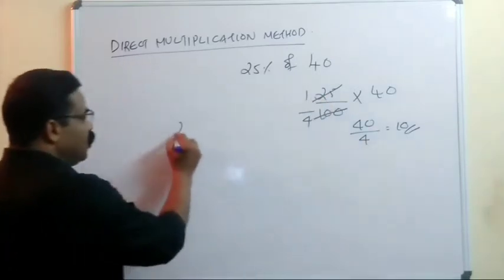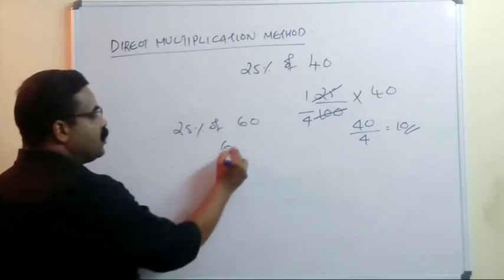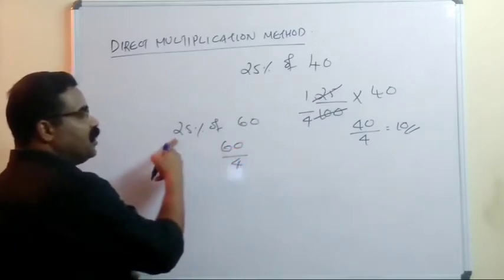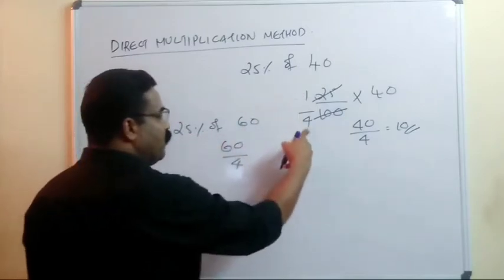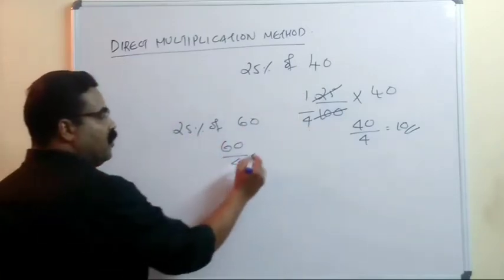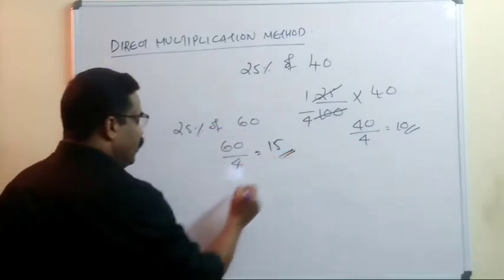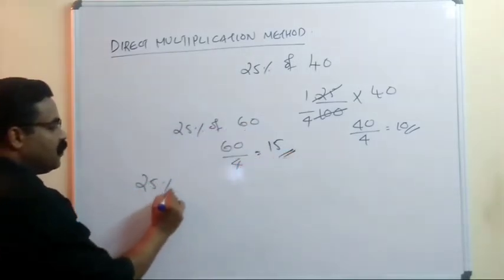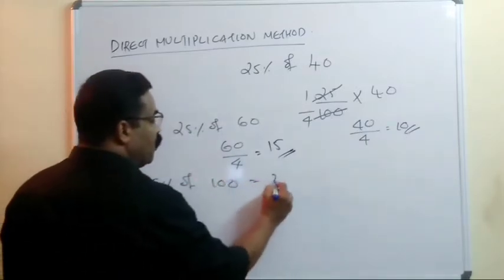I want 25% of 60, what does that mean? 60 divided by 4. 25% will be equal to 1 by 4. So 60 divided by 4 will be equal to what? 15. So 25% of 60 is equal to 15. I want to find out 25% of 100. 25% of 100 will be equal to 1 by 4, 25 only.